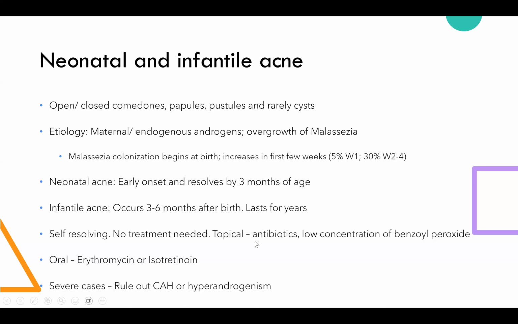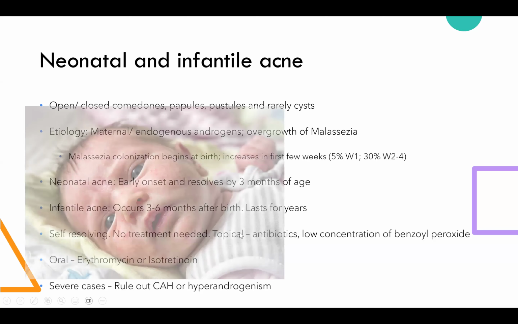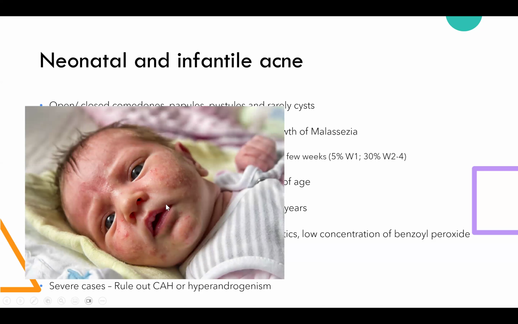However, similar to adult acne, topical antibiotics and benzoyl peroxide can be used. Isotretinoin, topical or oral, can also be used in severe cases. When there is severe intractable acne, we should rule out congenital adrenal hyperplasia or hyperandrogenism, where increased androgen is the cause of acne. So this is an internet picture showing a baby having comedones.